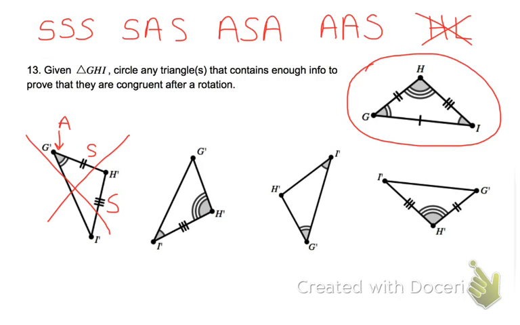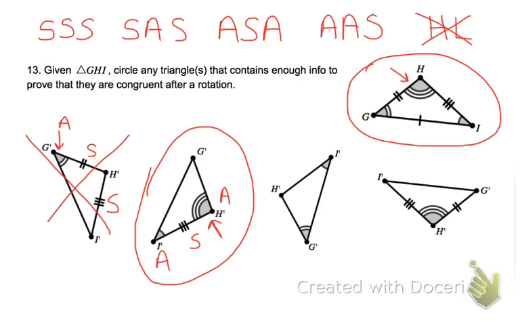Looking at picture number 2, we have an angle, a side, and an angle. And if I look at this picture, I have 3 arc marks in my original picture, and I have 3 here on H prime. I have 3 tick marks between H and I, and the same is true with the original picture. I have 1 arc mark on I prime, and I have 1 on I. So therefore, this triangle would prove that they are congruent after the rotation.